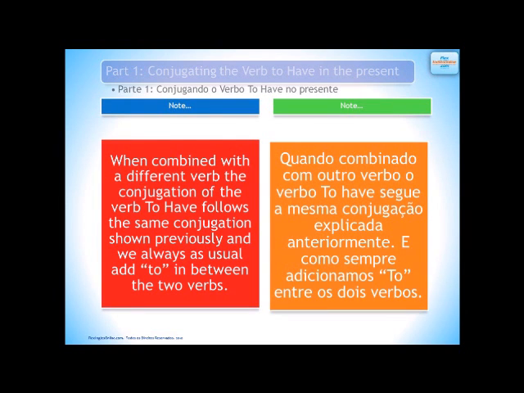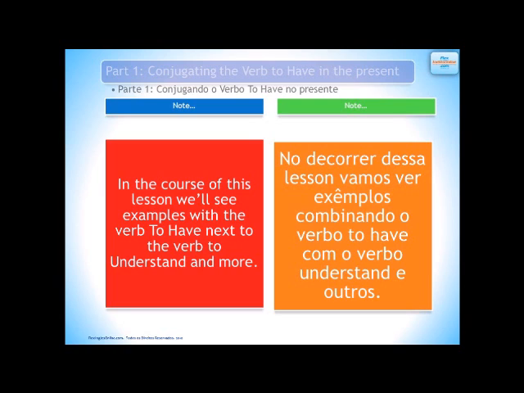Note, when combined with a different verb, the conjugation of the verb to have follows the same conjugation shown previously, and we always add to in between the two verbs. In the course of this lesson, we'll see examples with the verb to understand next to the verb to have and more.